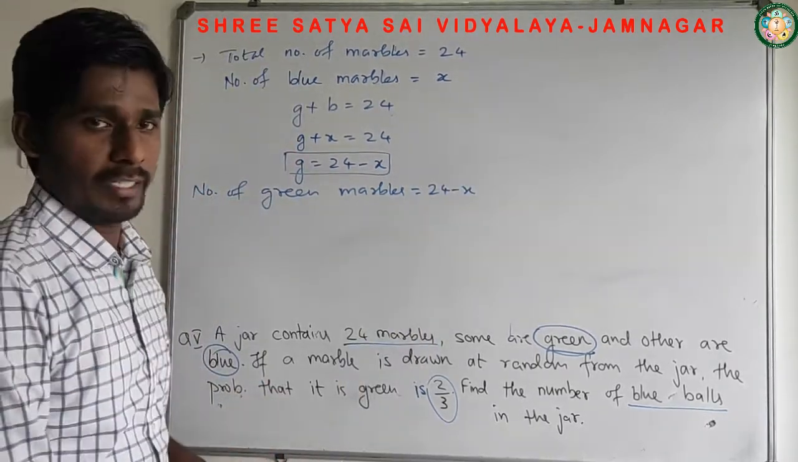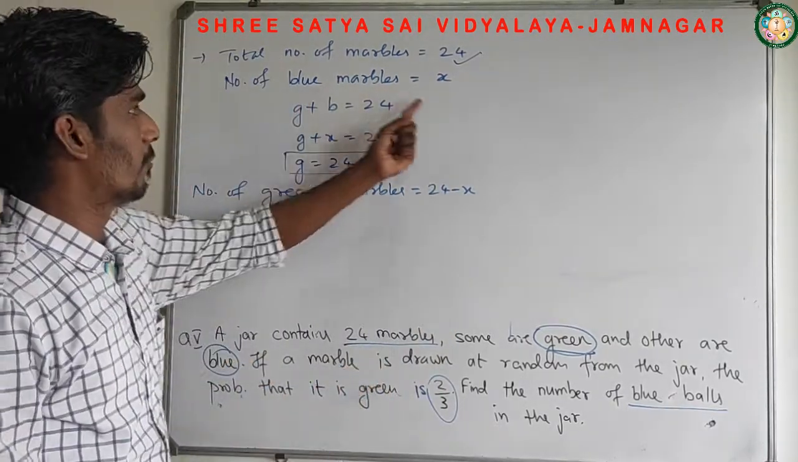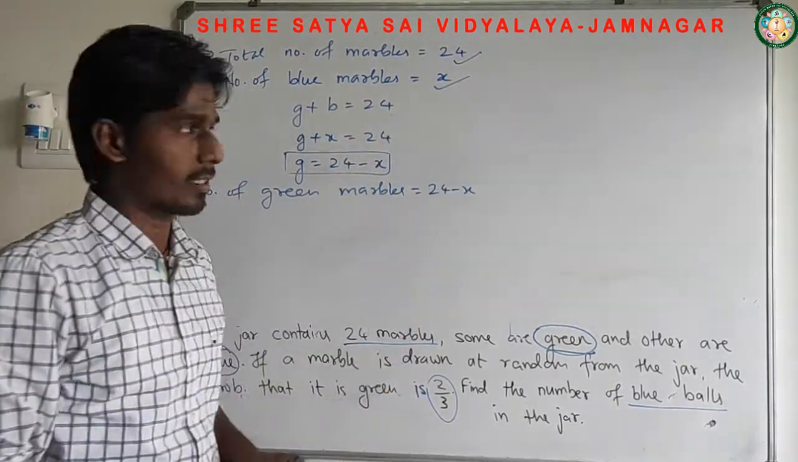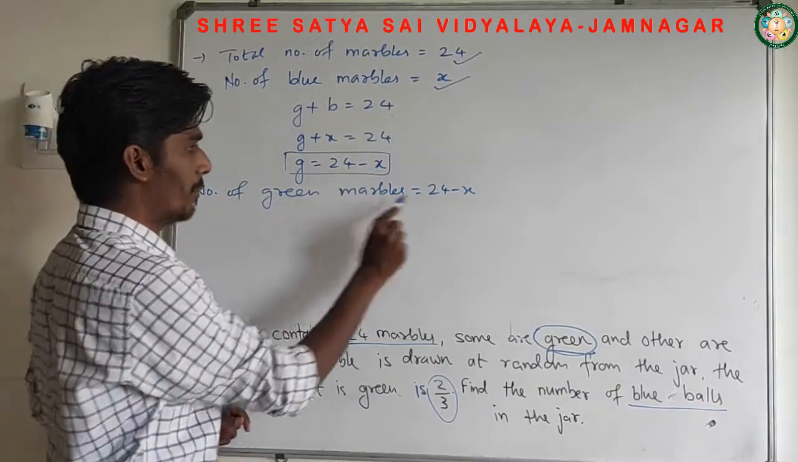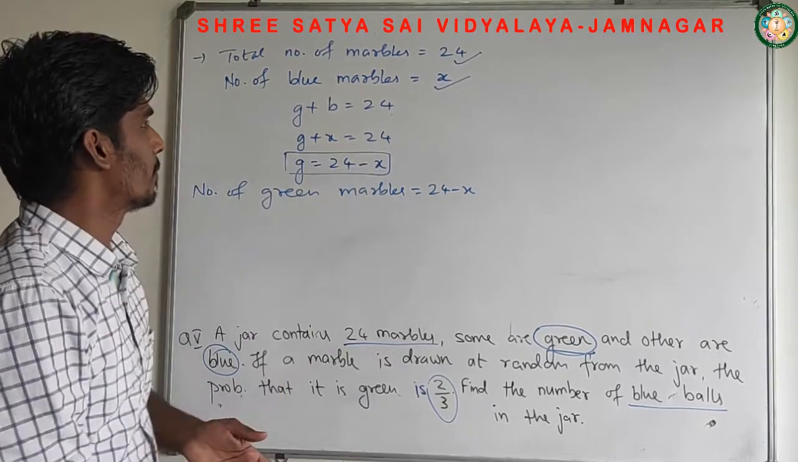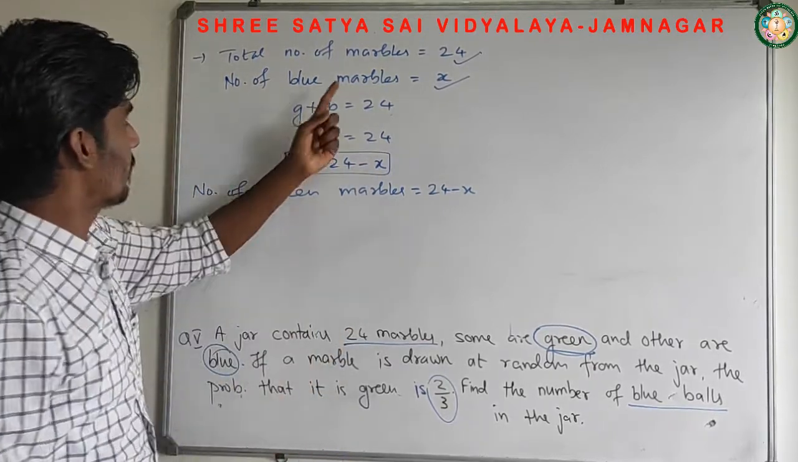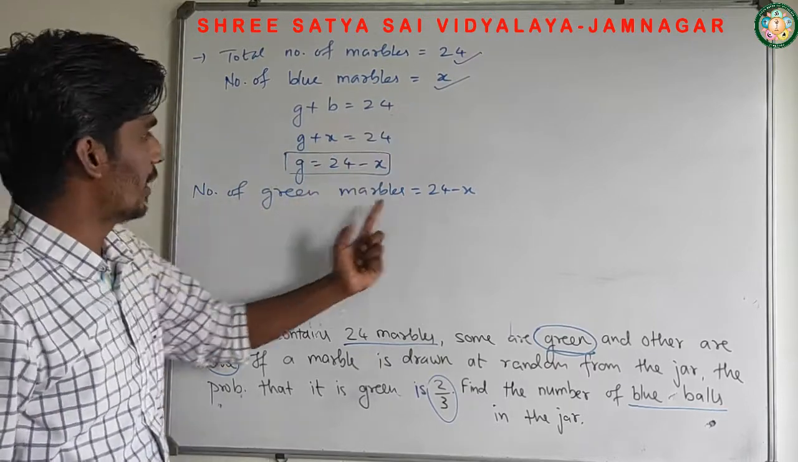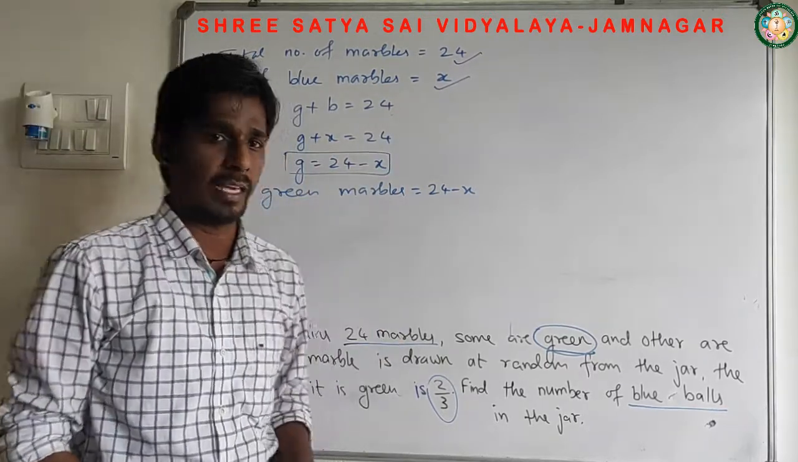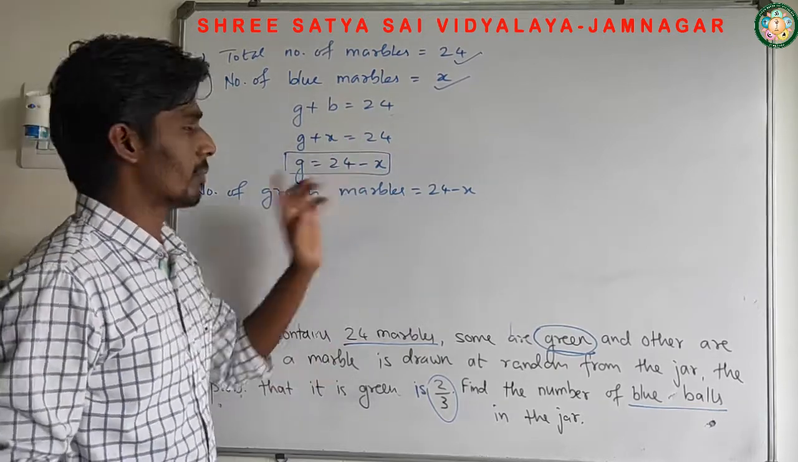Now we know the total outcomes are 24. The number of blue marbles is X, and the number of green marbles is 24 minus X from this equation. It is not compulsory to show this part. Directly you can write, if blue are X, then the number of green marbles is 24 minus X. Those who don't understand this directly have to follow this method.